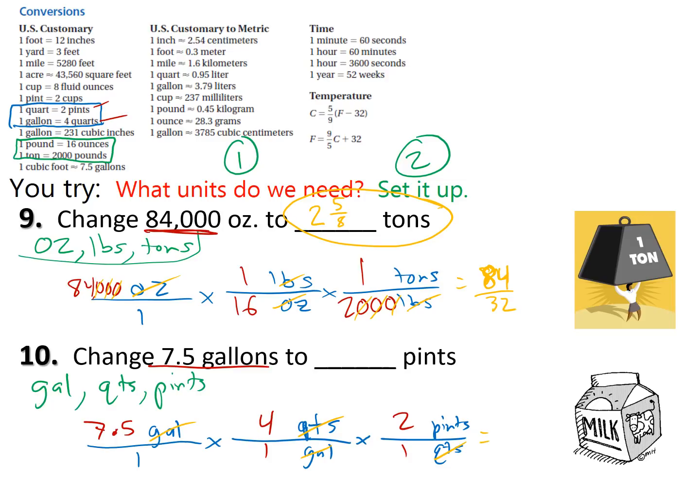The denominator is easy. 1 times 1 times 1 is 1. 7.5 times 2 is 15. Then times 4 is 60 pints. So the answer is 7.5 gallons is 60 pints. Awesome.